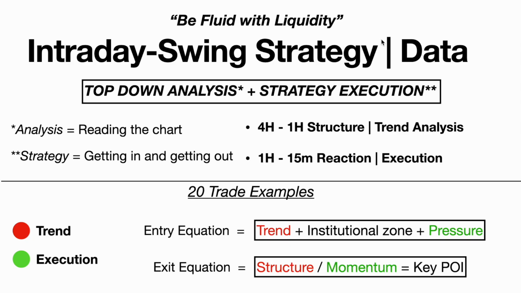So this is an intraday swing strategy. I also do a swing position strategy. Okay, so this is top-down analysis plus my strategy execution. For the trend analysis, it's 4 hour to 1 hour structure. Execution is 1 hour to 15-minute reaction. And that structure is the trend and the structure. And then the reaction is the pressure plus momentum. And then our actual execution is within the institutional zone, which is our key point of interest. So the trend is in red and the execution is in green.